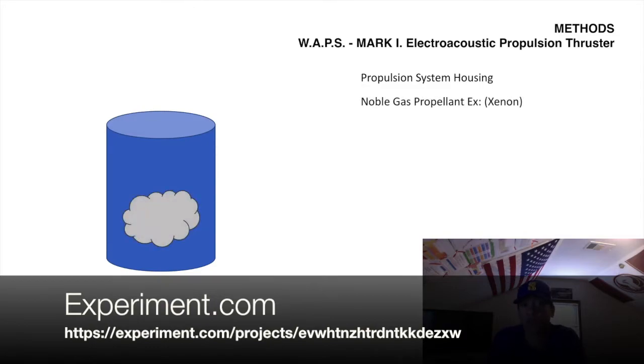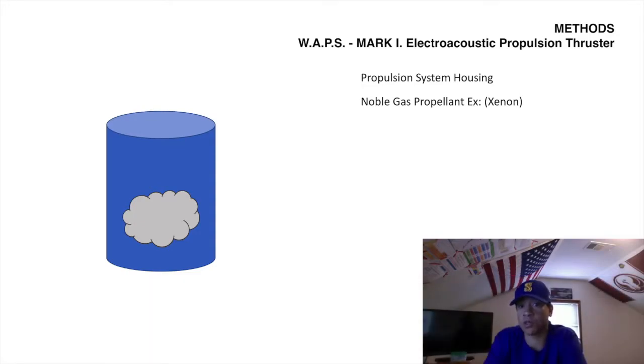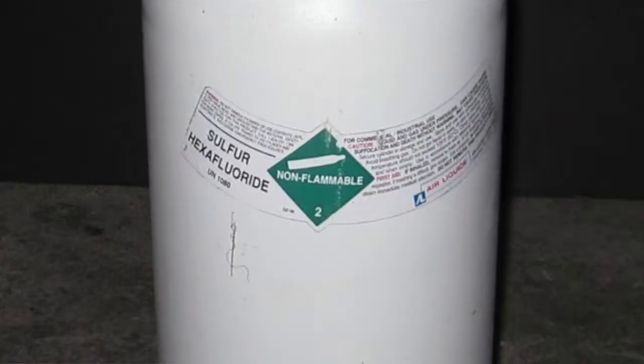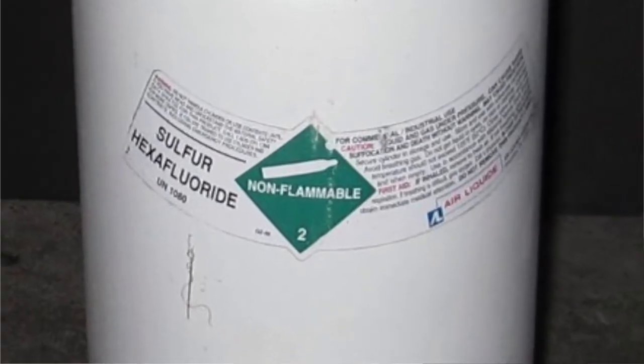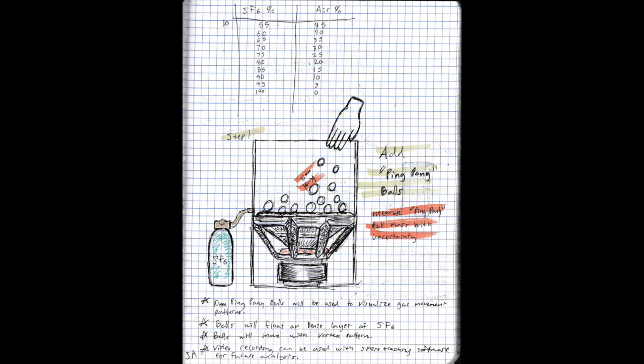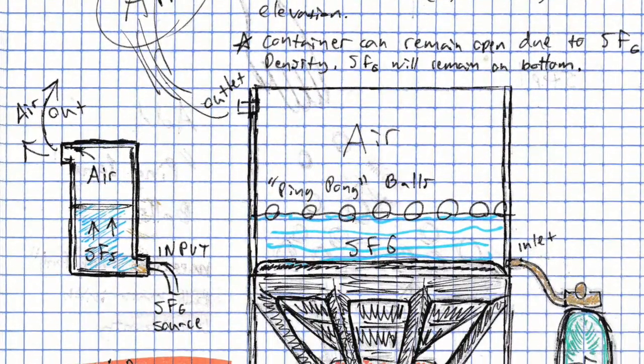It still uses a noble gas propellant, for example, like xenon. We're going to use xenon for one of our final stages in testing, when we're actually at the propulsion and ionization stage. First, we're going to use Lycopodium for its resemblance of gas, and then we're going to use SF6, which is sulfur hexafluoride, a heavy gas like xenon. We can use, say, miniature ping pong balls, right? We put that on top of the heavy gas and they'll float, and then we can oscillate it and watch the movement.